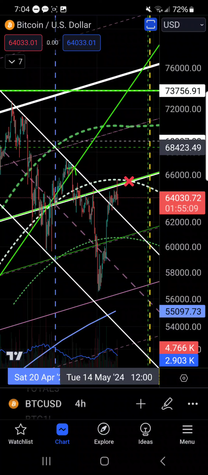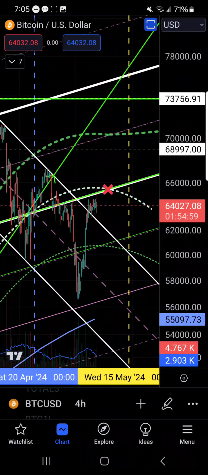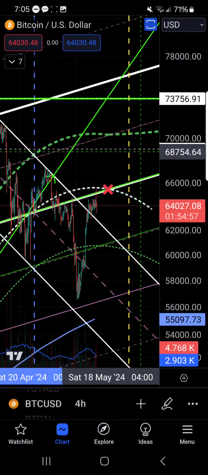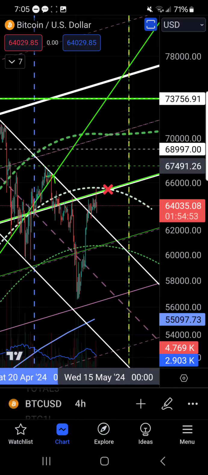And then the yellow line next week is this new CPI data for, I guess, the month of April. So that's going to be big. I don't know. I will discuss that in a future video.